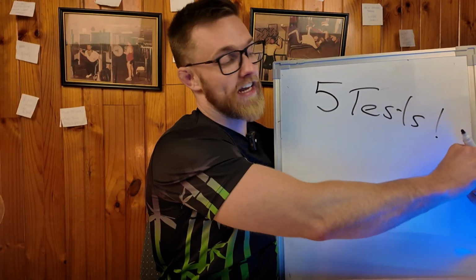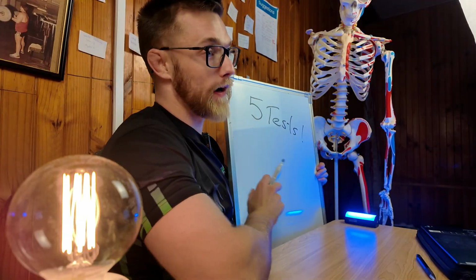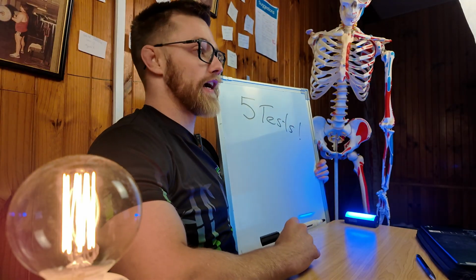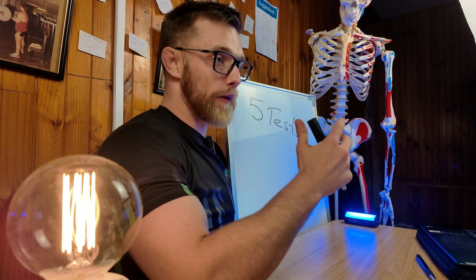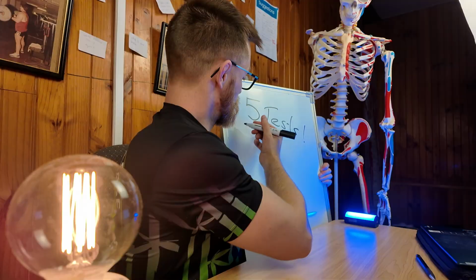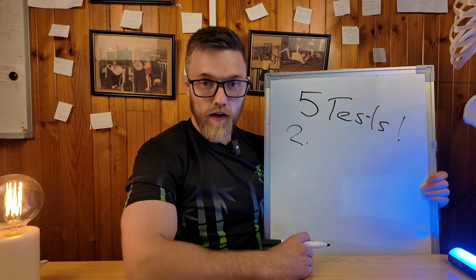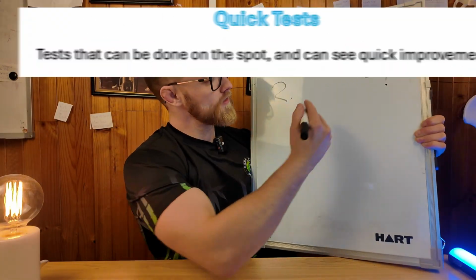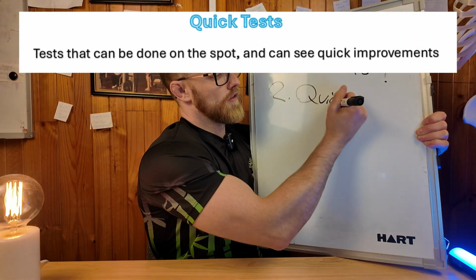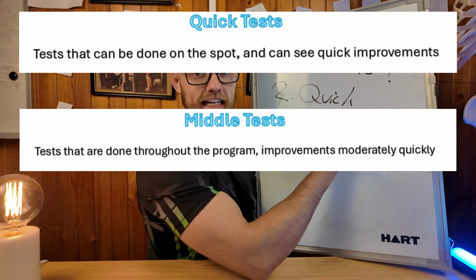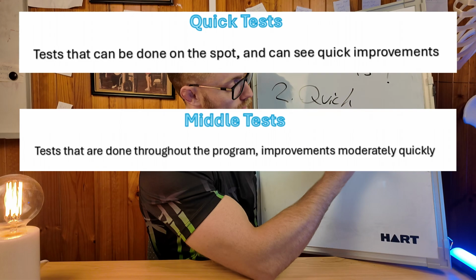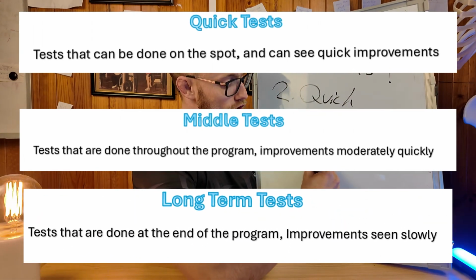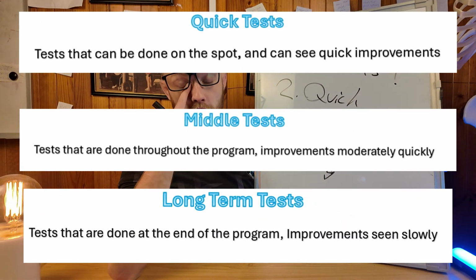When we're doing our 5 tests, and I suggest all of your programs have at least 5 things that you're tracking, we're gonna break it down into 5 things. The first 2, I'm gonna say, are the quick tests. I have 2 medium tests, and I have 1 long-term test. Okay, what does that mean?